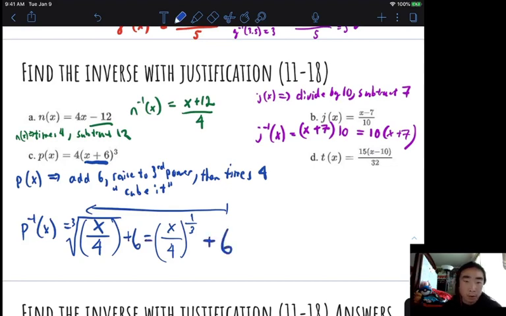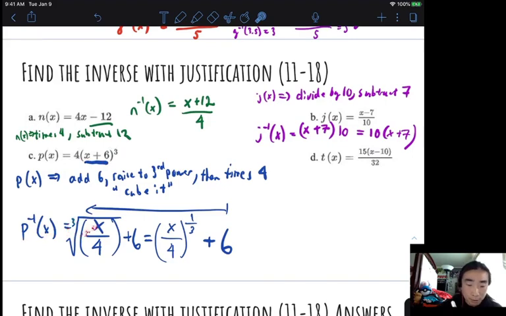We found the inverse for this complicated thing. I can read it out once. The original function p of x equals 4 times the quantity x plus 6 cubed. P inverse of x is the cube root of x divided by 4 plus 6.